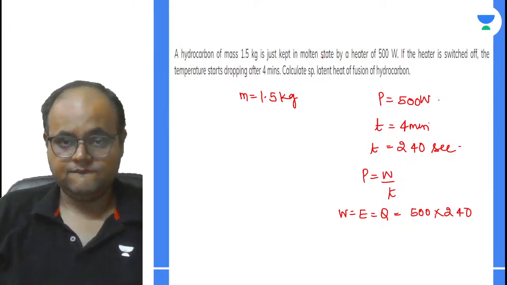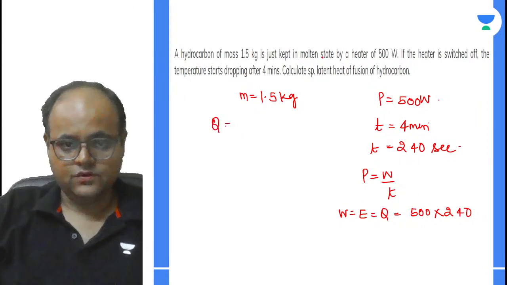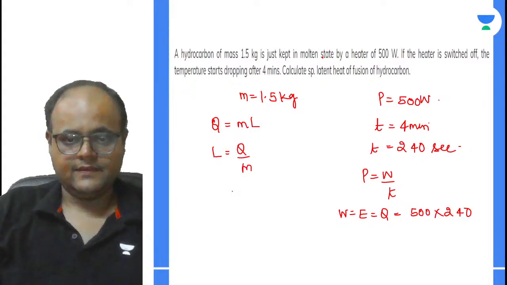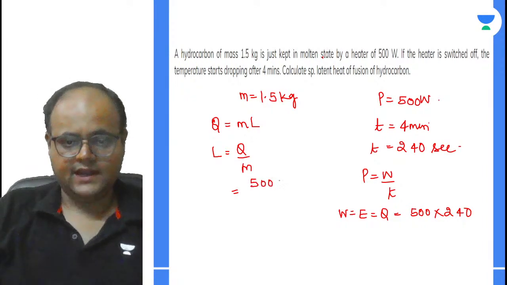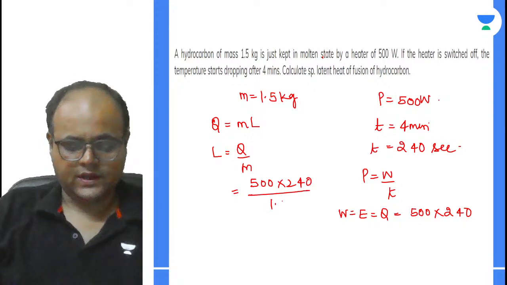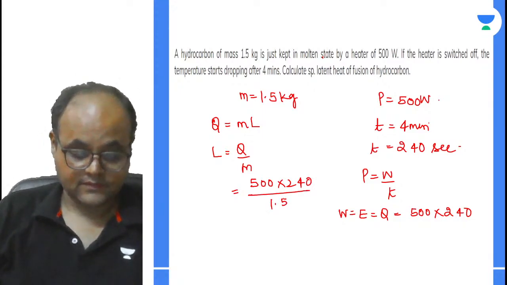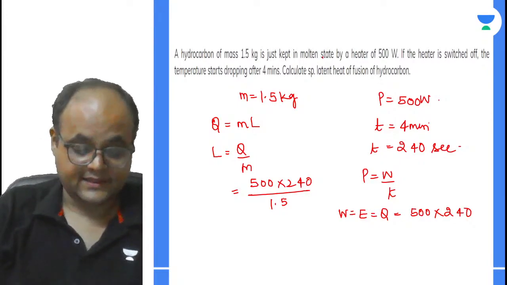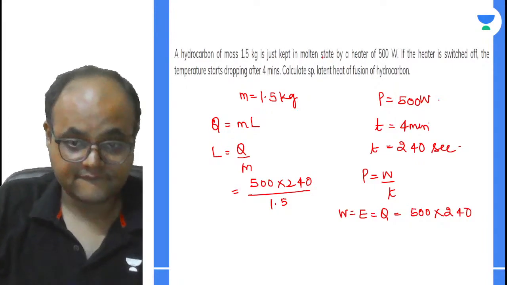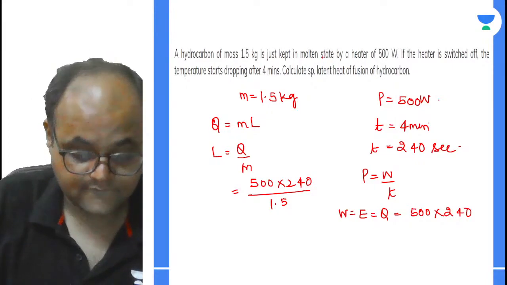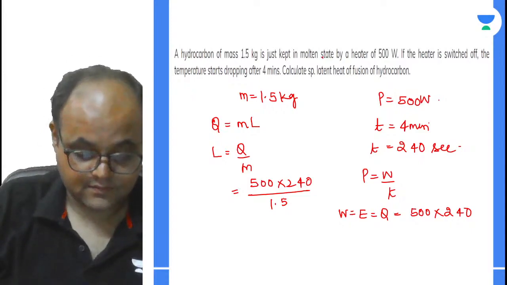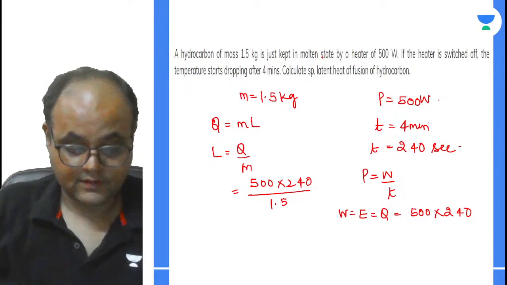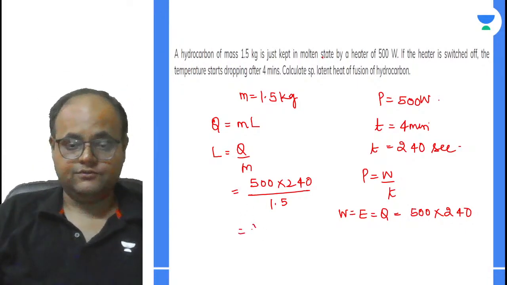Okay. And you have to find the L. Q is equal to ML. L is equal to Q by M. Q here is 500 into 240. M here is 1.5. मोहम्मद अशार, आप कौन सा आंसर बताया है ये? आई मीन 12,000 किसका बता रहे हो? राइट, इसको सॉल्व करोगे तो 80,000 ही आएगा.